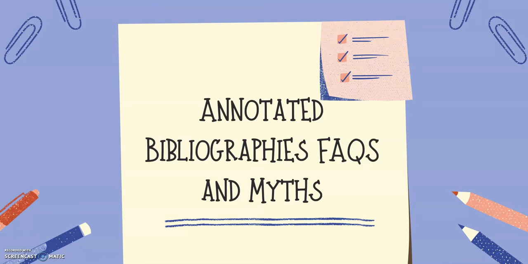Now again, there's a caveat. If your teacher wants you to have subsections of your annotated bibliography and group them by a specific type, whether it's photographs or letters or books and articles, you need to follow that rule. So hopefully we've helped to clear up some of those FAQs and myths when it comes to annotated bibliographies.